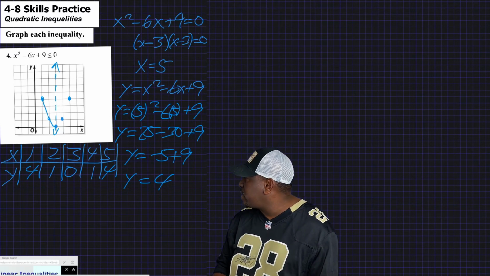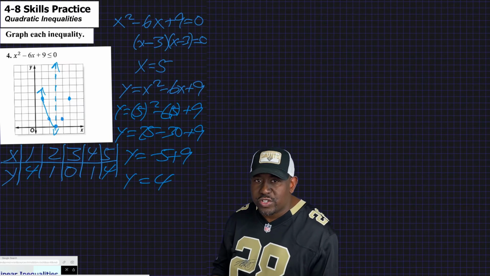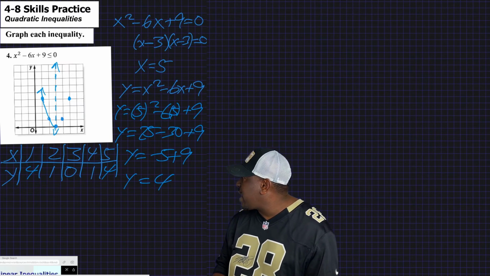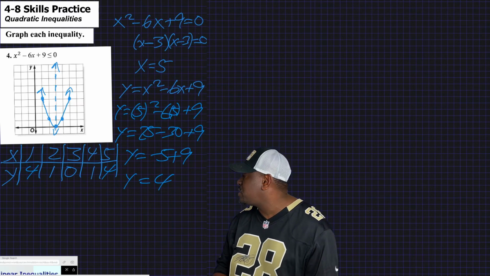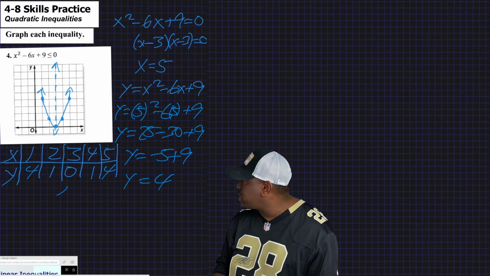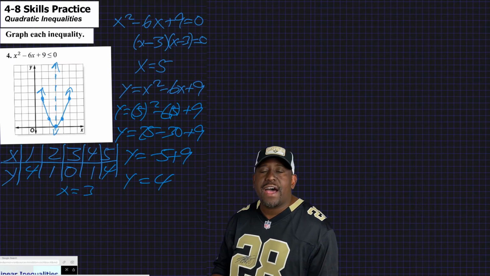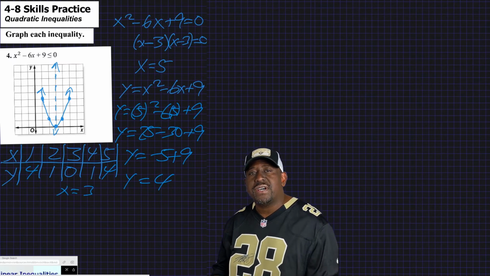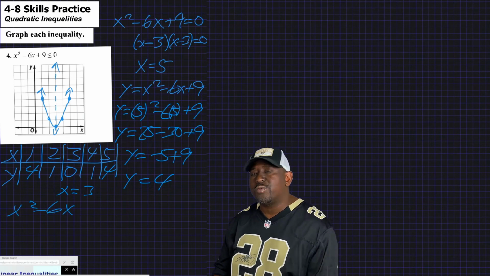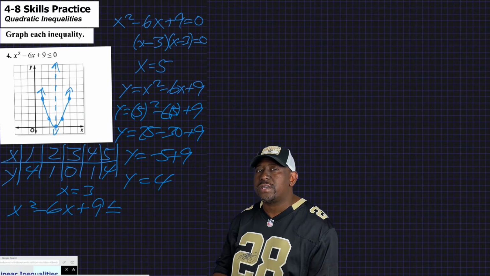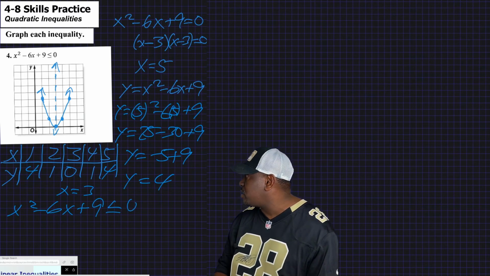We plot the points. Now you see the axis of symmetry, which we don't necessarily have to draw, but I think it helps. As you can see, it lets you know that your quadratic function is going to be symmetric. So we connect those points. And again, since it's a graph of a quadratic inequality, we have to test to see if we shade inside the parabola or outside the parabola.